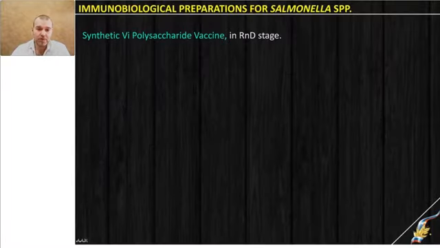We have a new type of vaccine which is synthetic. It means that it is obtained not from bacteria by destruction or by other methods. It is synthesis of artificial compounds of Vi antigen. That vaccine should be much safer because it is absolutely pure and contains only the required component. But that vaccine is only at the research stage, and some clinical trials are scheduled, but the vaccine is not available for medical use.